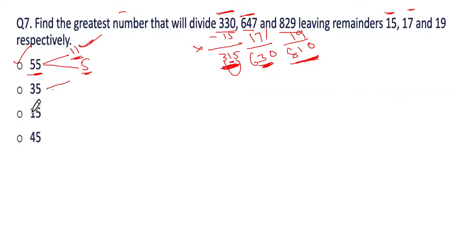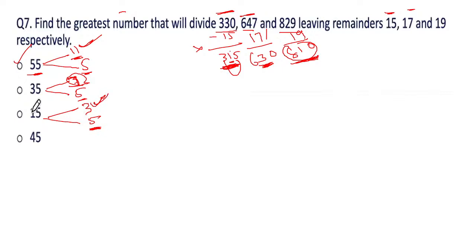Let me go for the value 35. 35 means it has to be divisible by 5 and 7. It is already divisible by 5, but by using 7 we cannot divide this 81. Okay, so let me go for the value 15. 15 is 3 and 5. It is already divisible by 5. So let me check whether it is divisible by 3 or not.